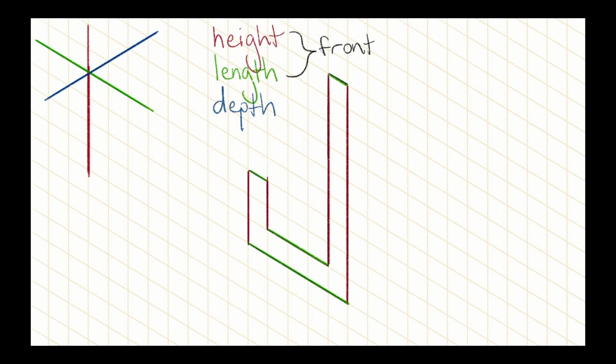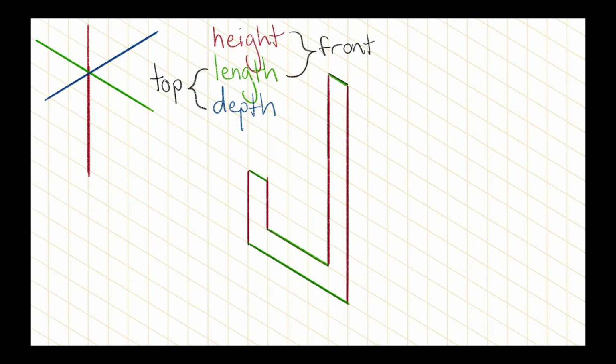Now the length and the depth together, that's the green line and the blue line, those are angled lines. So length and depth are the two angled lines. If I put the two of them together, that's going to give me the top view. And I already have part of that drawn in.